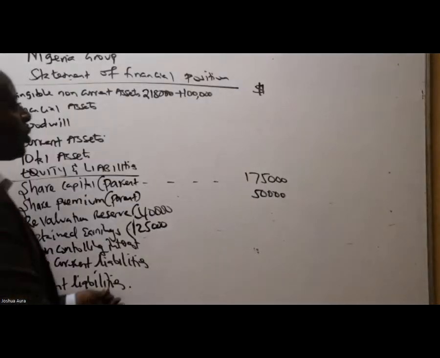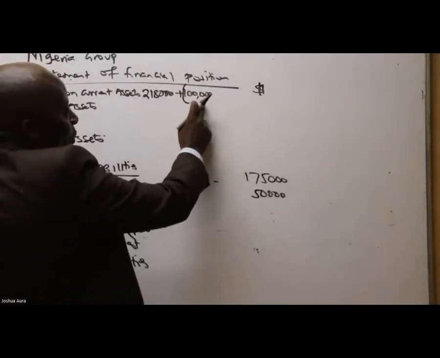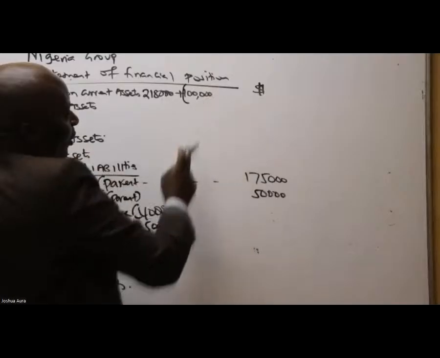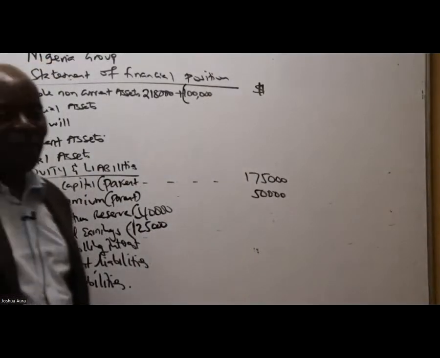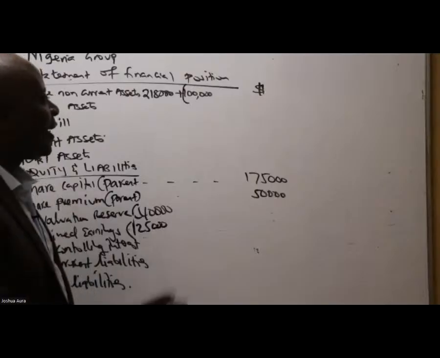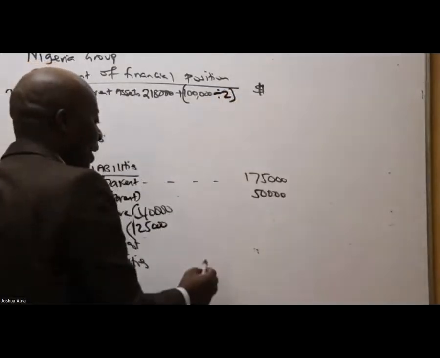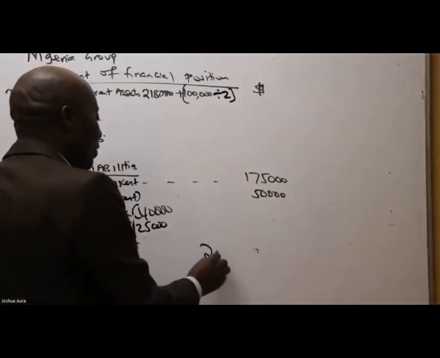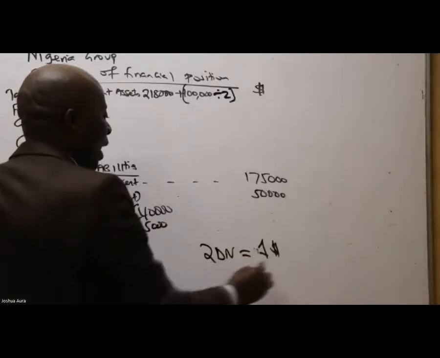So the question is these two. Should I divide 100,000 with the 2 or multiply? Divide, isn't it? So we divide with the 2 like that. Why are we dividing? It's because they have told us 2 DNs equals $1.